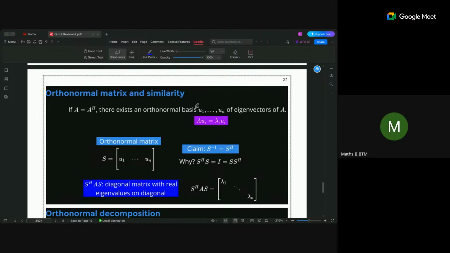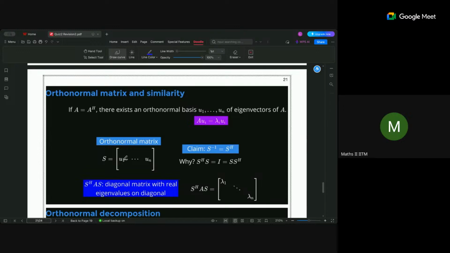So orthonormal matrices and similarity. What is this concept here? What are orthonormal matrices? Orthonormal matrices are matrices which satisfy this property. Here one thing you see is that S^H is equal to S inverse. So S inverse A S is the diagonal matrix here. For a self-adjoint matrix, you get an orthonormal basis, and hence the columns are orthonormal. In that case, you get S^H S is equal to I, which is equal to S S^H.